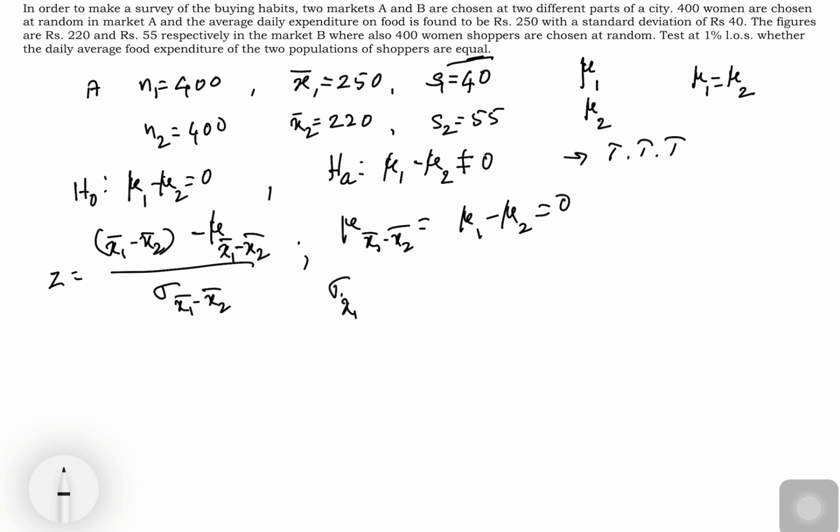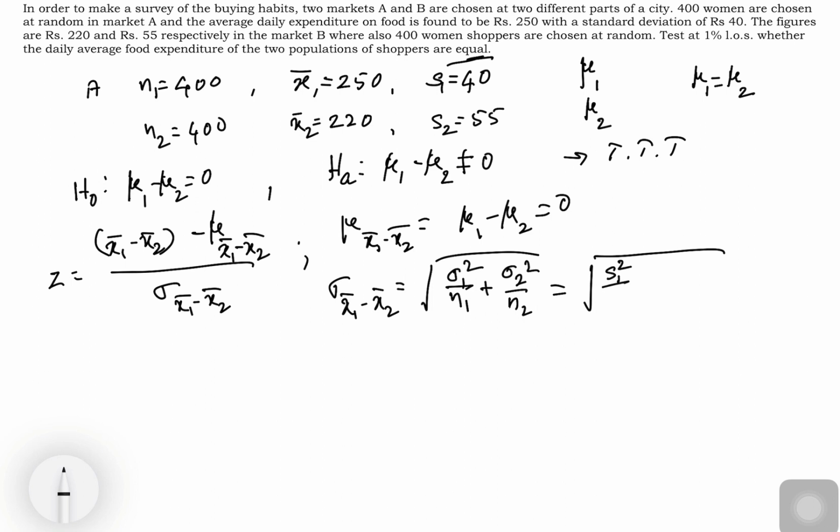Sigma of x1 bar minus x2 bar is given by the square root of sigma 1 square over n1 plus sigma 2 square over n2. Since the population standard deviation is not given, we can go for the sample standard deviation: s1 square over n1 plus s2 square over n2, which is the square root of 40 square over 400 plus 55 square over 400, which is found to be equal to 3.40.